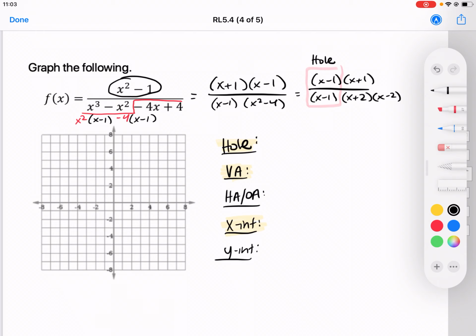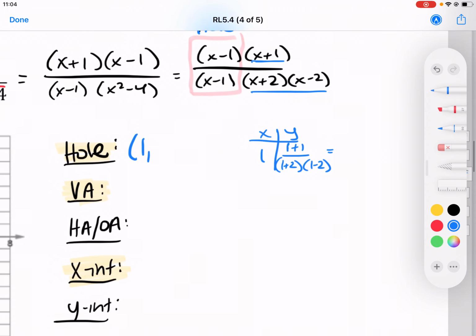So that tells us we've got a hole, which I'm going to do in a different color. Our hole is at positive 1. And then remember to find the y value, you just plug 1 in for x, and we plug it into everything else that's left over. So we've got 1 plus 1 on the top, and then 1 plus 2 and 1 minus 2. So we've got 2 over 1 plus 2, which is 3, times 1 minus 2, which is negative 1. So this is negative 2/3.